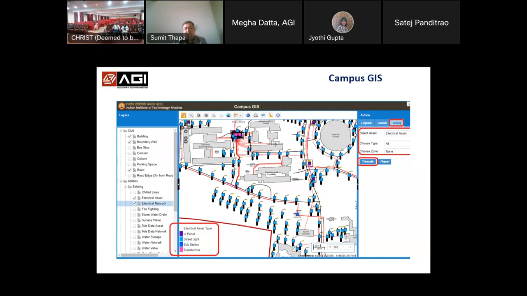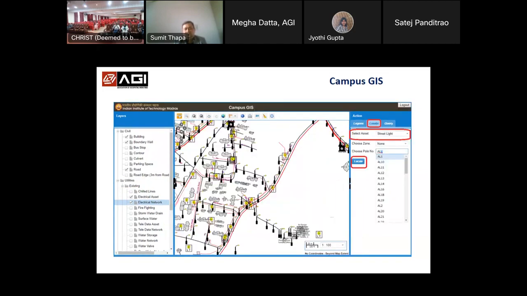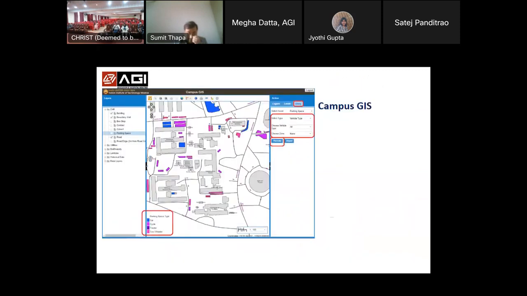So probably, you see, it is the electrical network. You can do this. The idea is only that. Similar to the features, poles, and this is parking. Okay, parking areas. For what kind of parking?